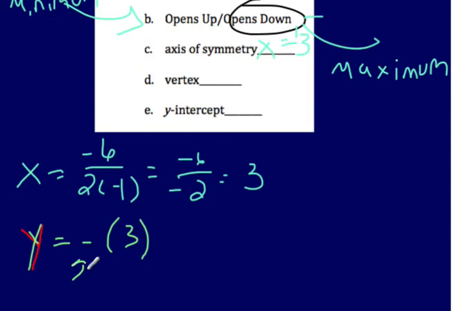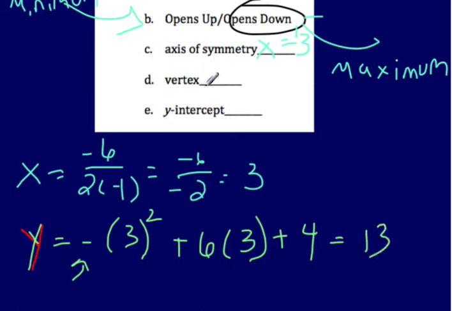So that negative is going to hang tight on the outside. Then I'm going to have plus 6 times 3, and then add 4. If you have a good calculator, you can punch it in exactly like I have it written here, and you end up getting 13. So the vertex: the x coordinate comes from the axis of symmetry, which is 3, and the y coordinate comes from what you calculated, which is 13.